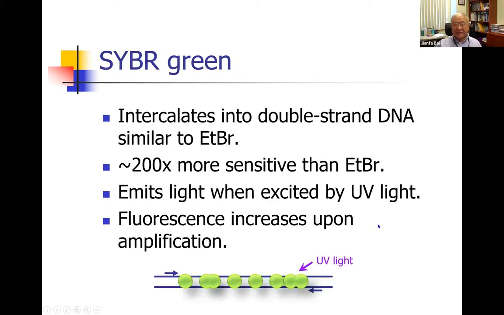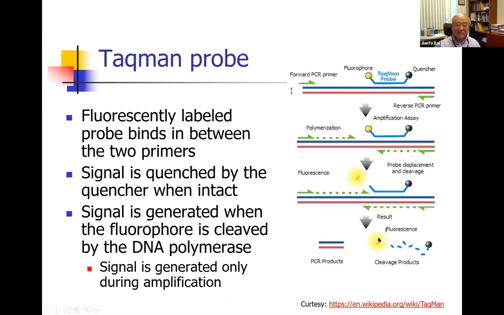SYBR is a double-strand DNA intercalating dye. It inserts into double-strand DNA and generates signal. The major thing you need to know is that SYBR is not specific. It will generate signal for any double-strand DNA. So you need to watch for contamination if you use SYBR.